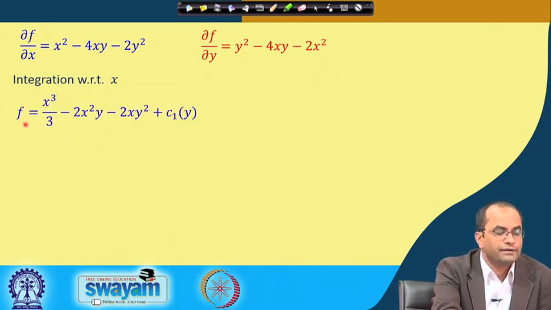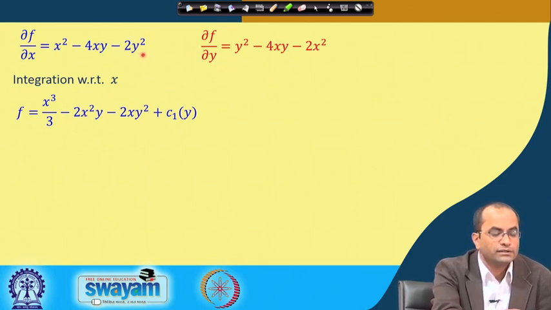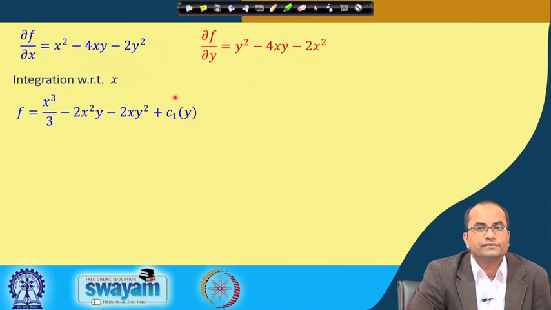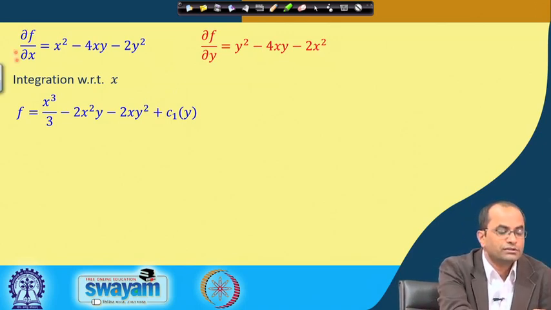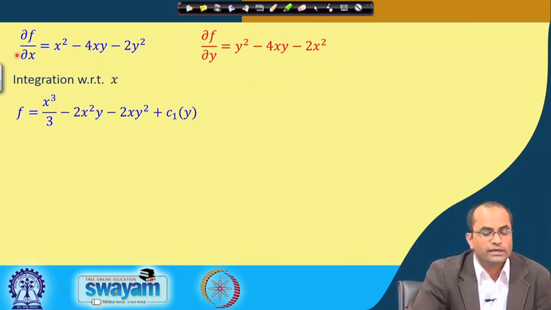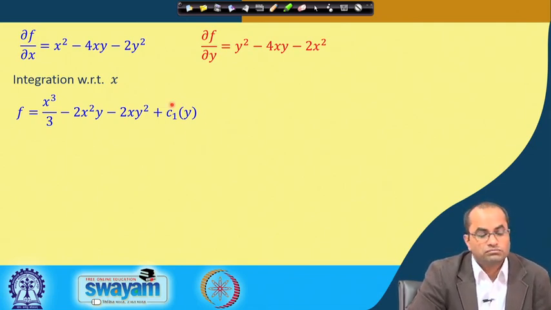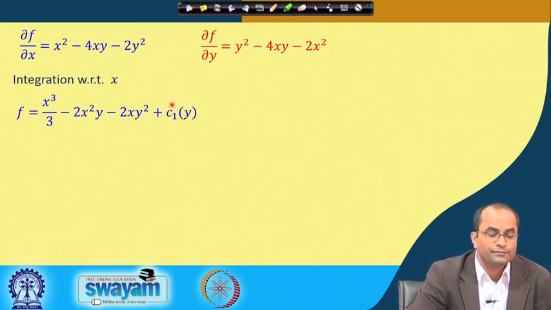You will get this f as x cube by 3, from here we will get minus 4 y times x square by 2. So, here minus 2 x square y, and here we will get minus 2 y square x, which comes when we integrate. So, this is the integral, and this is a constant of integration, which in this case, because this was the partial derivative with respect to x, can be a more general constant, it could be a function of y itself.